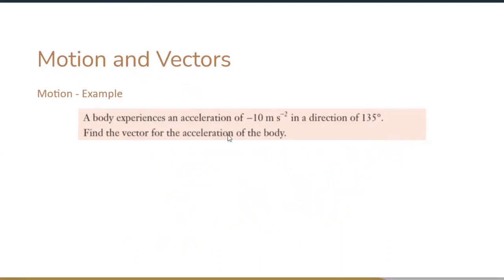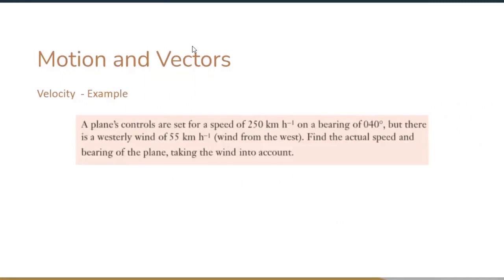Moving on to a slightly harder example: a plane's controls are set to a speed of 250 kilometers per hour on a bearing of 40 degrees, but there is an easterly wind of 55 kilometers per hour, wind from the west. Find the actual speed and bearing of the plane taking into account wind. If we want to take into account the wind, then we end up with this situation. Let's draw this out. Let's say we have our plane, and it's just moving in any old direction we want it to.